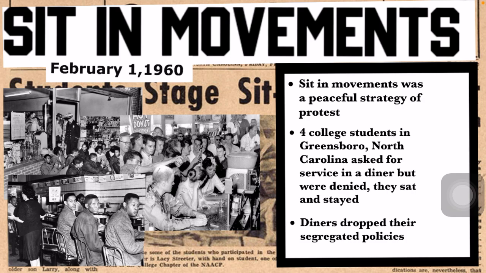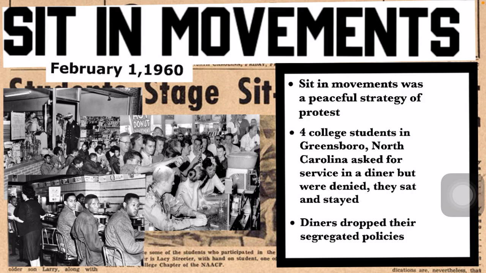On February 1st, 1960, 4 African American college students in Greensboro, North Carolina, came to a diner and asked for service. When service was not given due to their skin color, they sat in the diner, regardless of what was said to them by white individuals. Sit-in organizers wanted to abandon the thought of using violence to receive justice. They did receive some of this partially. Over the years, diners would drop their segregated policies.